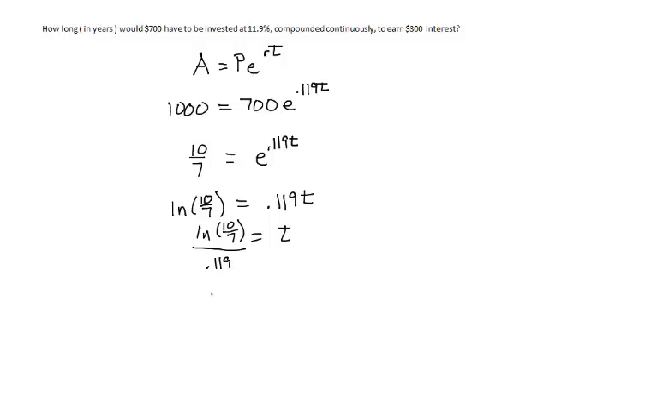and when we calculate this, we find that t is equal to 3 years. So it takes 3 years with an investment of $700 at 11.9% compounded continuously to earn $300 in interest. And that's our video on compound interest.